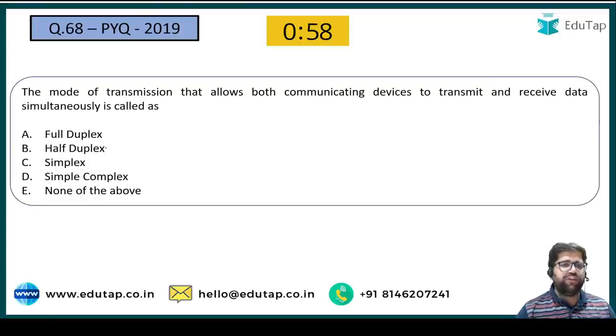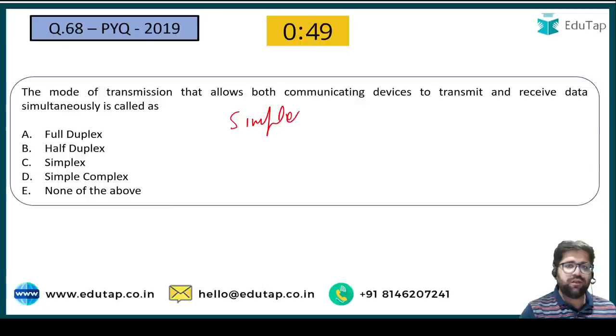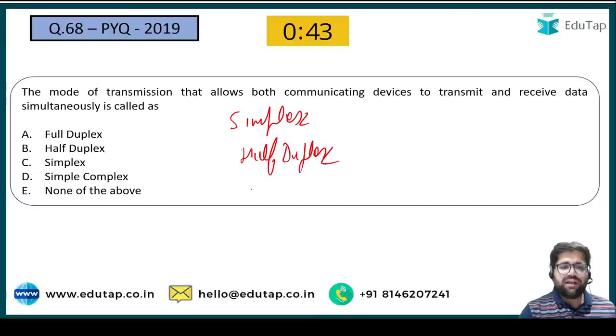68, my friends. Now we are moving towards networking, I think. Yes, this is a question which is based on networking. Hanji, so simplex, half duplex, as well as full duplex.